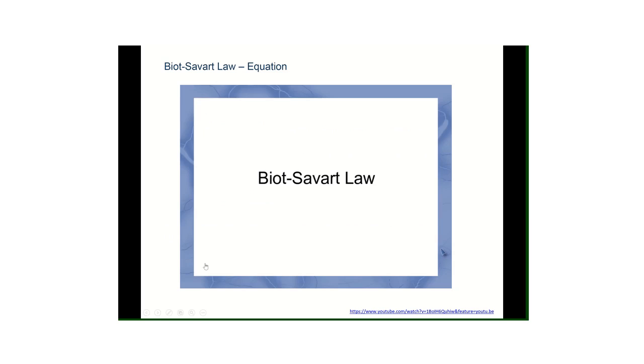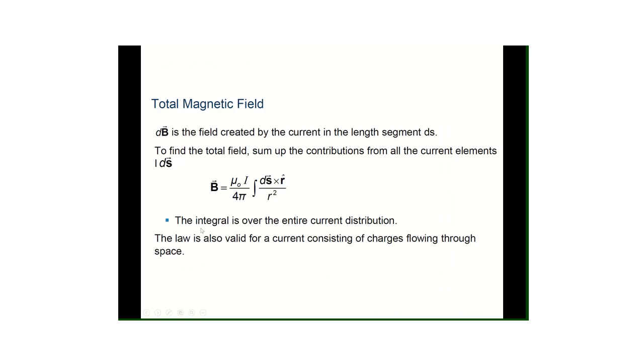You can see the detailed explanation of the Biot-Savart Law in this video. I also attached the link of this video in this slide. If we look more detail on the Biot-Savart equation, we can see here that the magnetic field B is equal to μ0I divided by 4π integral ds vector cross r unit vector divided by r squared.